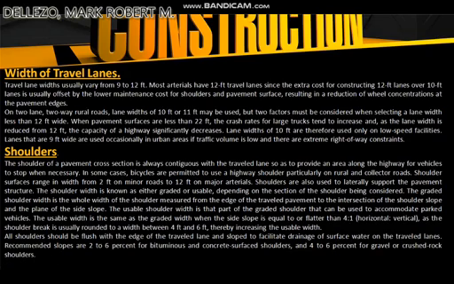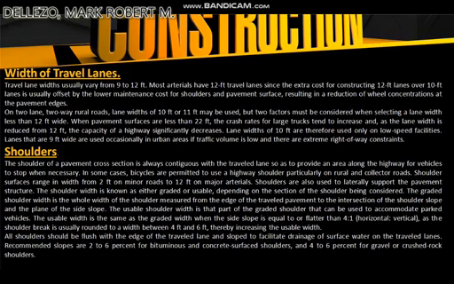We go to the width of travel lanes. So travel lane width usually varies from 9 to 12 feet. Most arterials have 12 feet travel lanes since the extra cost for constructing 12 feet lanes over 10 feet lanes is usually offset by the lower maintenance cost for shoulders and pavement surface, resulting in a reduction of rut concentrations at the pavement edges.